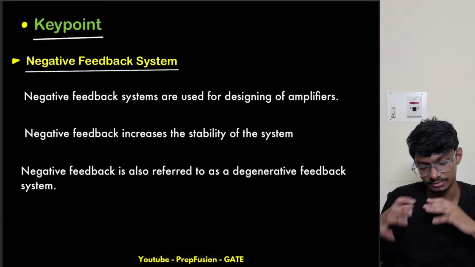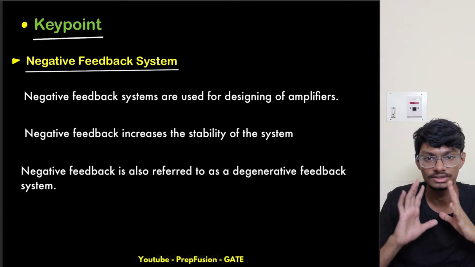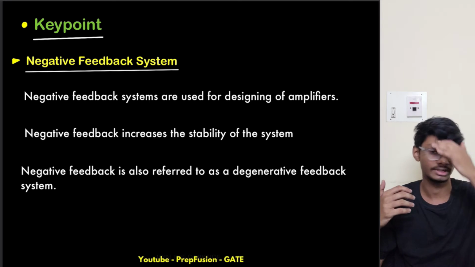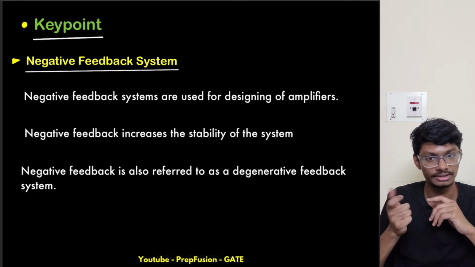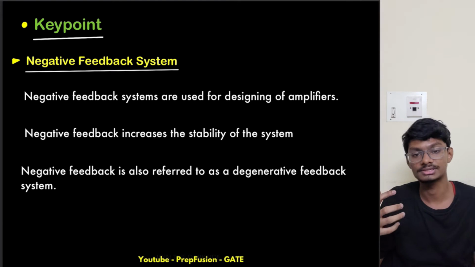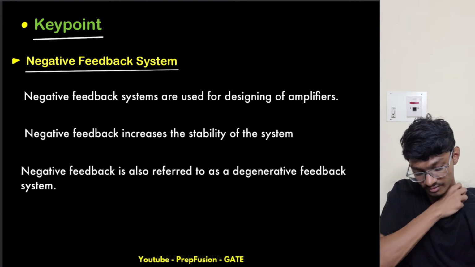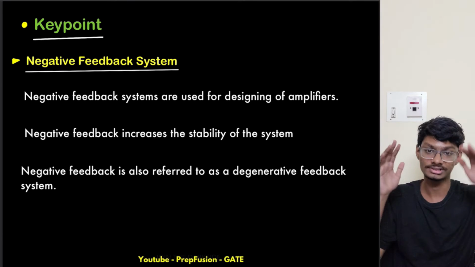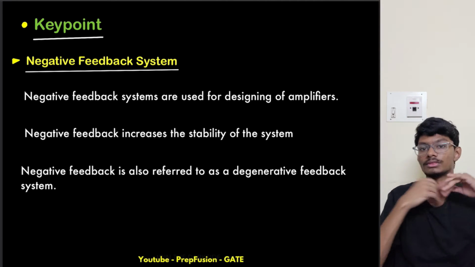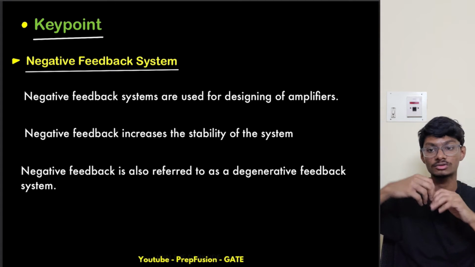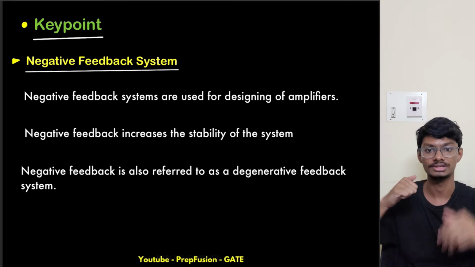What is negative feedback system? Negative feedback systems are mainly used for designing of amplifiers, because we need stable gain. And negative feedback system increases the stability, as mentioned earlier. Also, negative feedback system is also known as degenerative feedback system. Why degenerative? Because it is reducing the output. Output is increasing, it reduces it. That's why it's degenerative. It is not generating anything, it is trying to reduce it, degenerate.